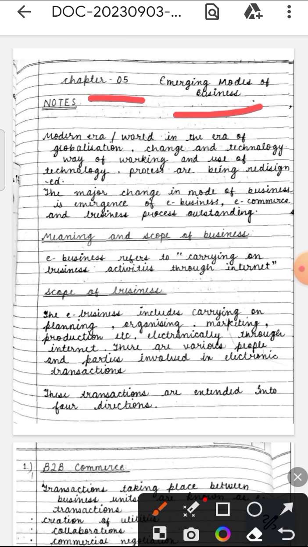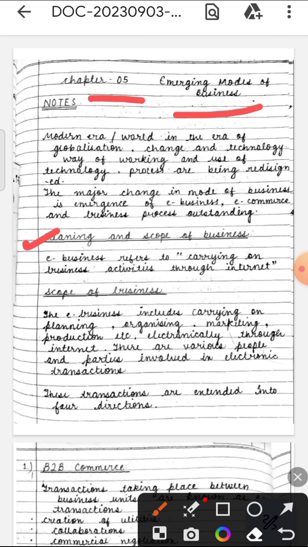Chapter 5 of Business Studies, Emerging Modes of E-Business, the Ways of Doing Business. In this chapter, we are going to understand the meaning of e-business, electronic business, opportunities or the benefits of e-business, directions of e-business and the differences between traditional business and e-business. Firstly, we are going to start this chapter with the meaning of e-business.